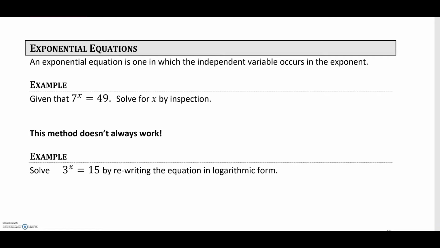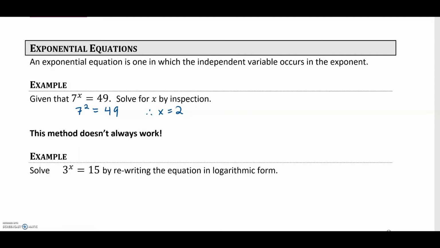We could solve this problem of 7 to the x is equal to 49 by inspection. What you're wondering is, what power do I raise 7 to get 49? And we know that 7 squared is equal to 49, therefore x must equal 2. So this method doesn't always work. We're not always so lucky to know the correct exponent to raise a number to get a particular result.